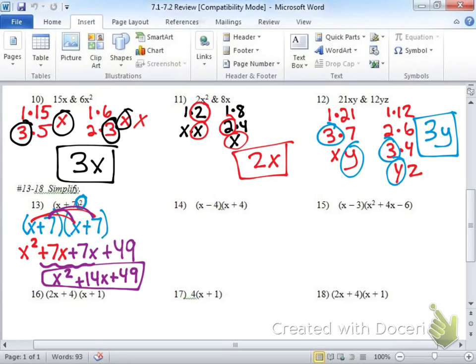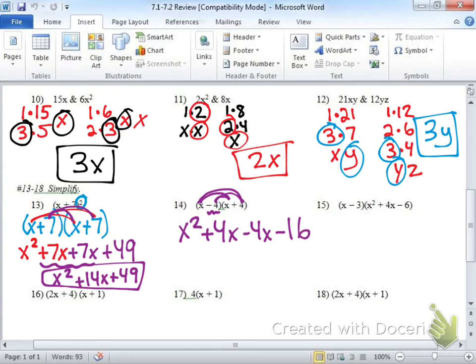We are going to do the same thing on number 14. We're going to distribute the x first, so x times x is x squared. X times 4 is 4x. Then I'm going to distribute the negative 4. So negative 4 times x is negative 4x. And negative 4 times 4 is negative 16.